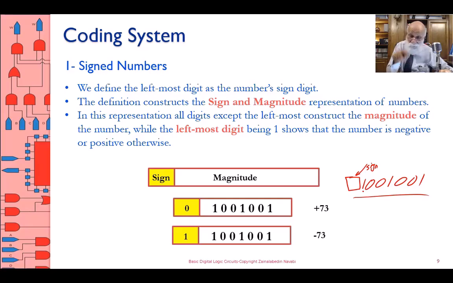If I had said to you that no, this is a 16-bit signed number, it would mean that the number would be 1, 2, 3, 4, 5, 6, 7, 8, then 1, 0, 0, 1, 0, 0, 1. These are 15 bits altogether, and then the sign bit would be this. That is if I had said this is a 16-bit signed number.